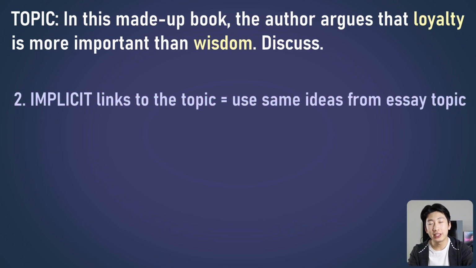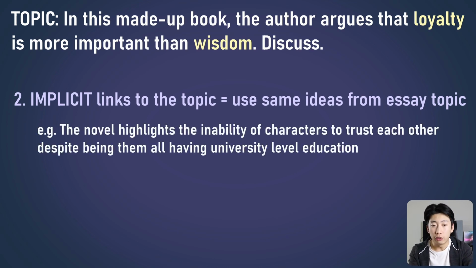And another way to help you reduce repetition is through the second way to link to your topic. And this is what I call implicit links to the topic. Here, it's not so much that the words are similar to the topic, but rather the ideas we explore are related to the topic. For example, in your paragraph somewhere, you might say, the novel highlights the inability of characters to trust each other, despite them all having university-level education. So trust here is referring to loyalty in a sense, and university education refers to wisdom or knowledge. So you can see that I haven't used the keywords or synonyms necessarily, but this idea is related to the topic because you can clearly see that loyalty here is more important than wisdom.